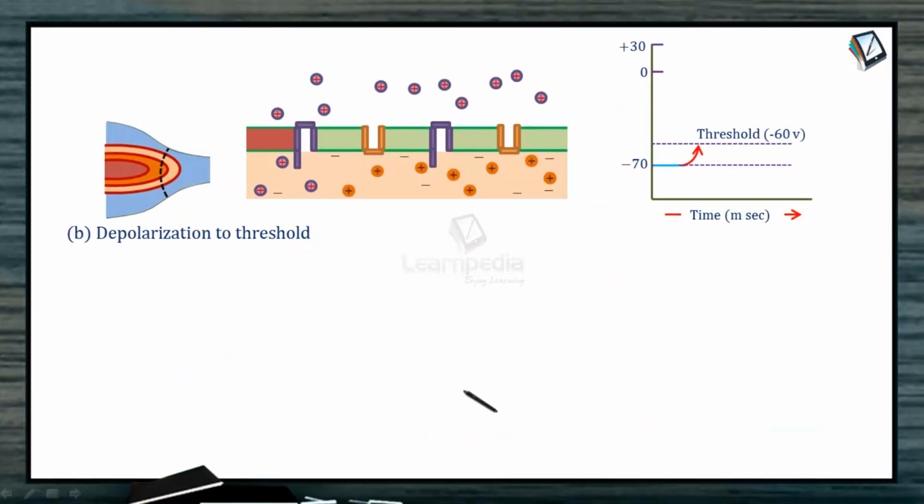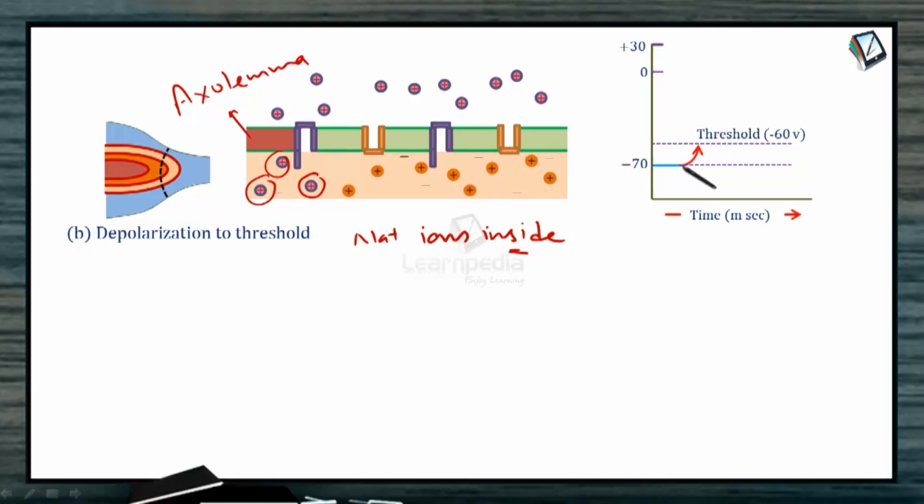Now you can see here, whenever a threshold stimulus strikes the axolemma, permeability of the membrane will start to change. That results in more accumulation of sodium ions inside, meaning electronegativity inside will start to decrease due to accumulation of sodium ions, and potential will start to shoot up from minus 70 to minus 60 millivolt. That is now the threshold level.